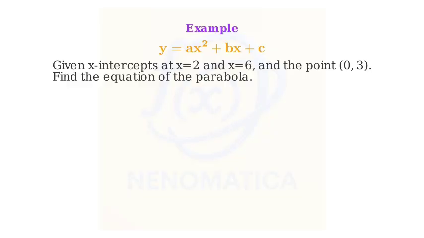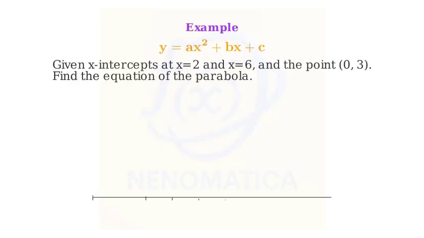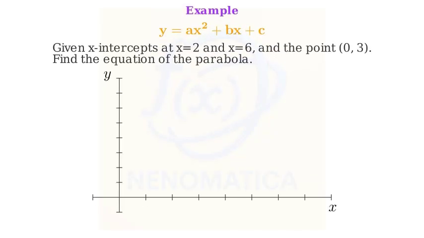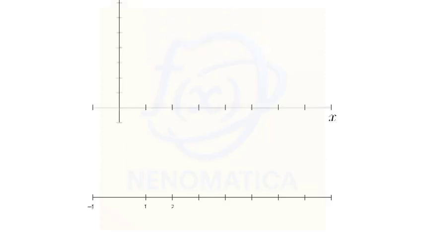Let's draw a clean coordinate plane and the parabola. We will highlight the x-intercepts at 2 and 6 and the point 0, 3.